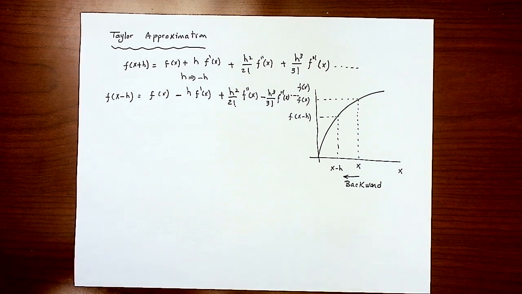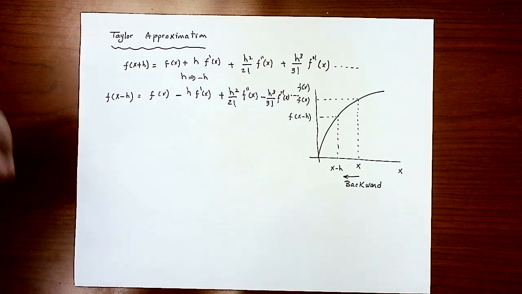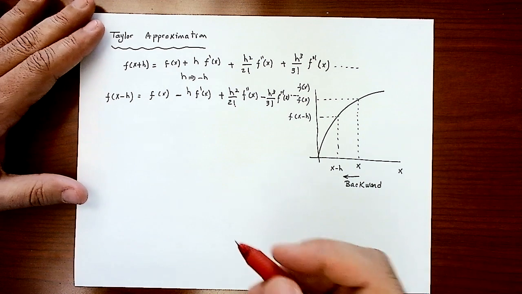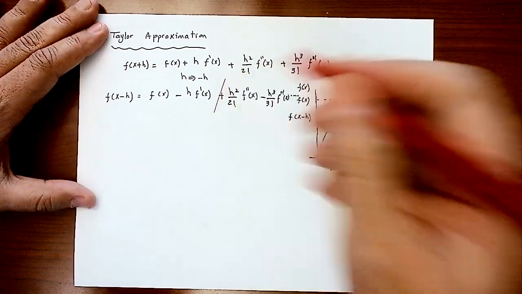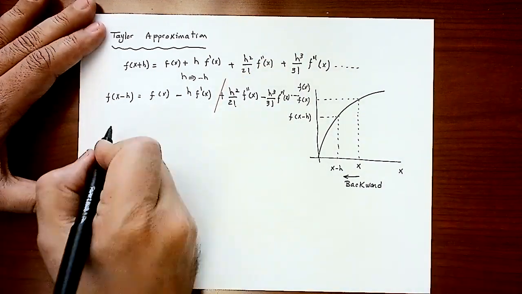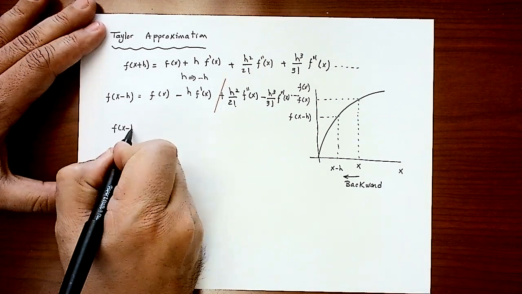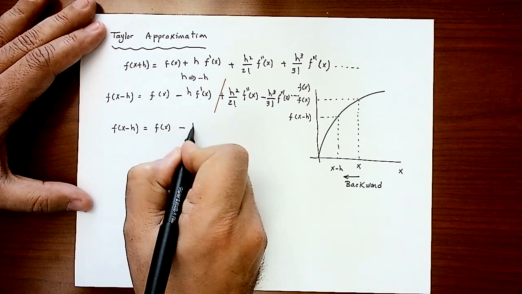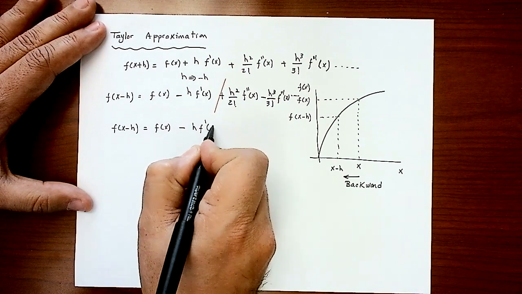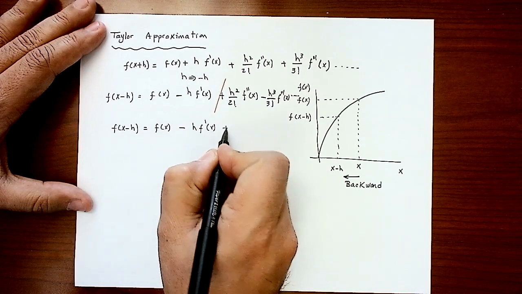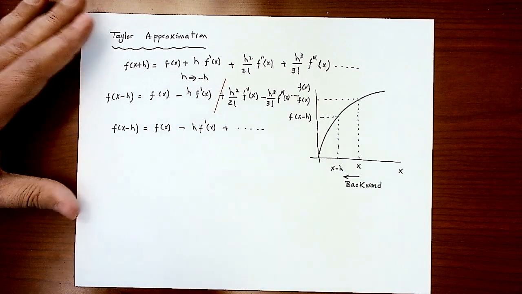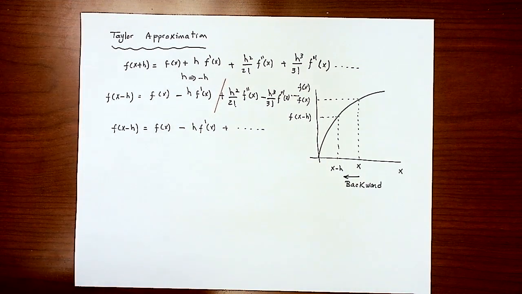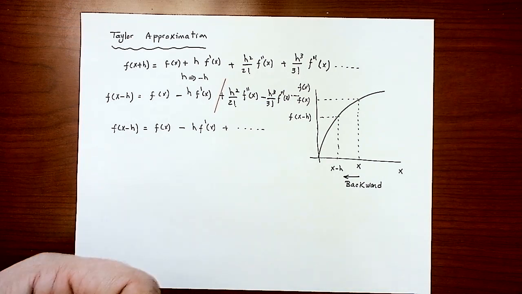So when we do the finite difference method, it's a linear approximation, which means that I will cut my approximation up to here. So f of x minus h equals f of x minus h f prime of x plus something, right? The rest of the terms, right? So if I would like to get f prime of x, why am I looking for that? I'm looking for f prime and f double prime.